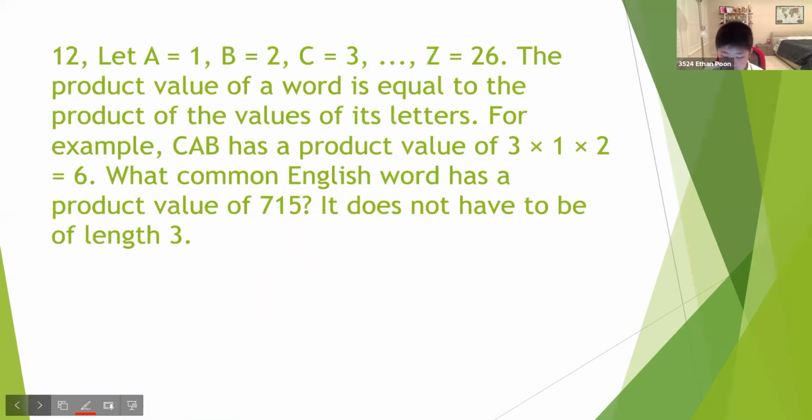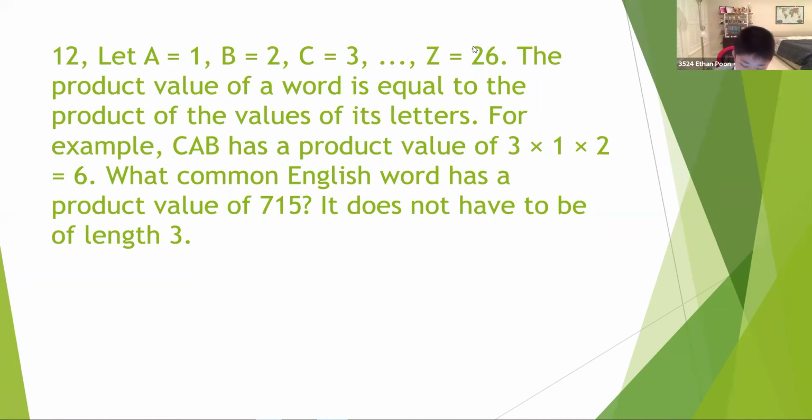Okay. So this is number 12. A equals 1, B equals 2, C equals 3, and so on, and Z equals 26. The product value of a word is equal to the product of the values of its letters. For example, CAB has a product value of 3 times 1 times 2 equals 6. What common English word has a product value of 715? And it does not have to be of length 3.